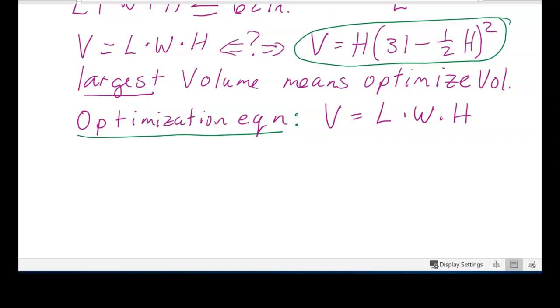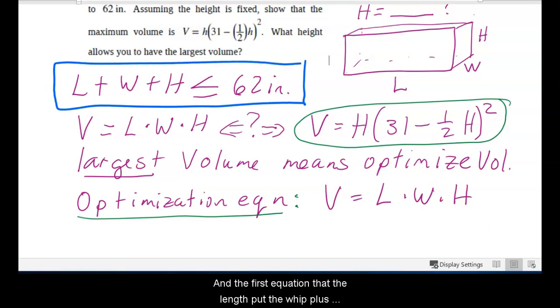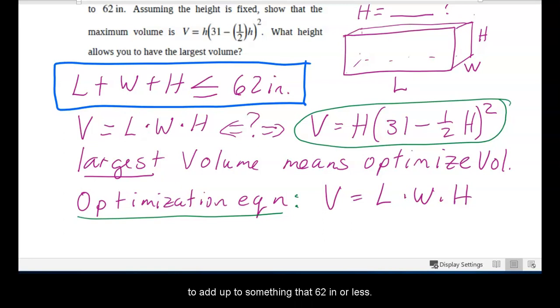What would my constraints be? Looking back at the information I was given, I have one constraint here in the first equation that the length plus the width plus the height must be less than or equal to 62 inches. I also have constraints implied by the situation and by that constraint equation, but they were not written in the words.